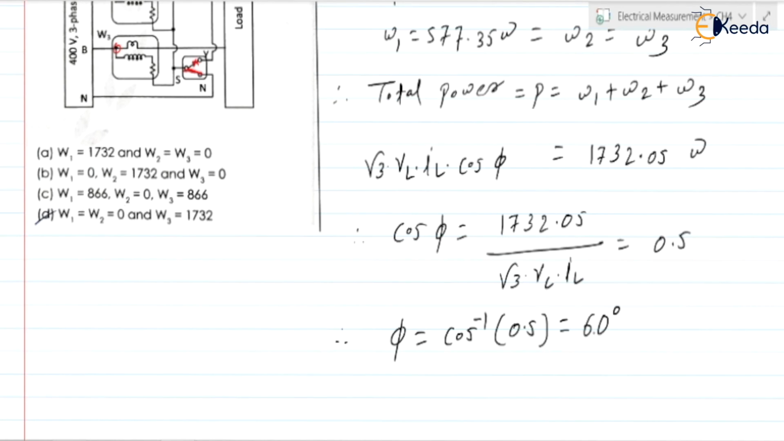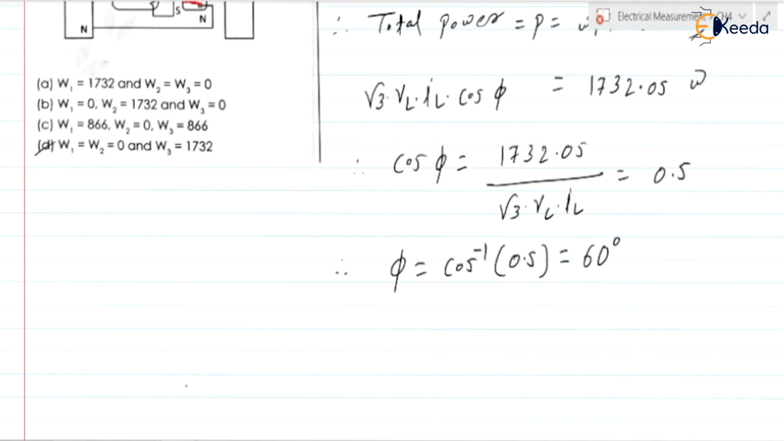If you check, cos inverse of 0.5 is indeed equal to 60 degrees. So now we can write the reading of the wattmeter. Therefore, W1 when the switch is connected to position Y is, as we know, root 3 into VL into IL into cos of 30 plus 5.